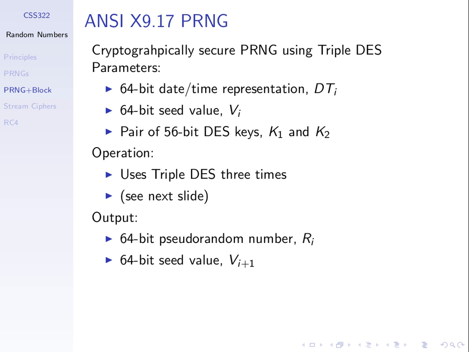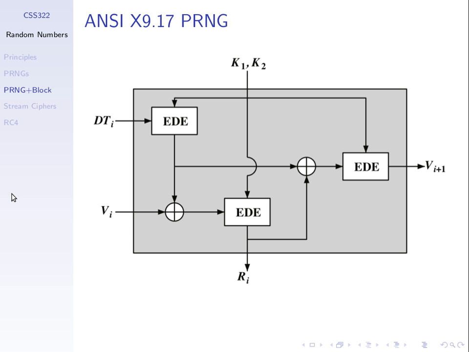It takes as an input some date-time value as a 64-bit value, some seed value V, and a pair of 56-bit keys. It produces a pseudo-random number as output and a seed value which is used again in the next step. EDE refers to triple DES. Remember, triple DES, 3 operations of DES. One way to do that is to encrypt, decrypt, encrypt. So in fact, here we use triple DES 3 times.